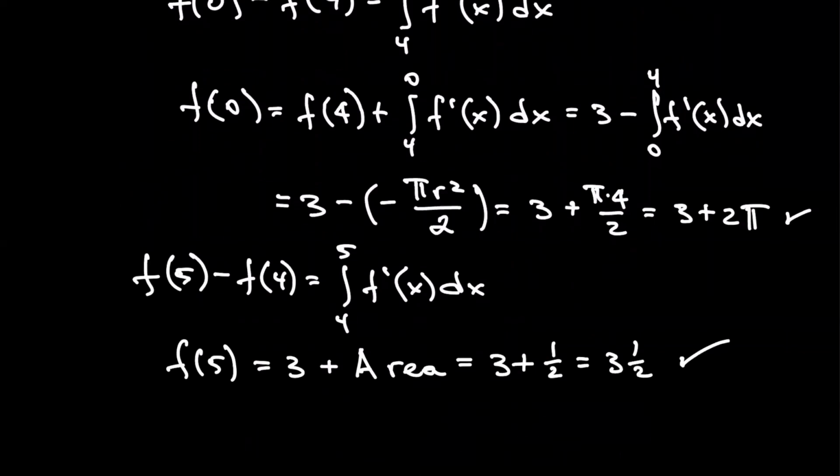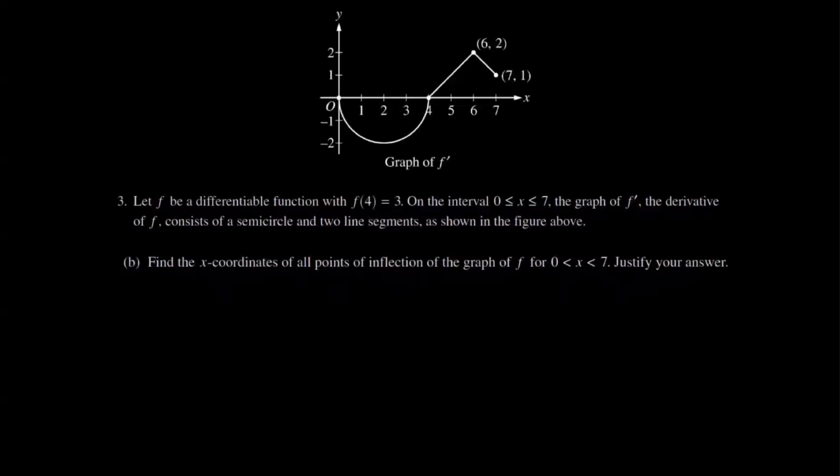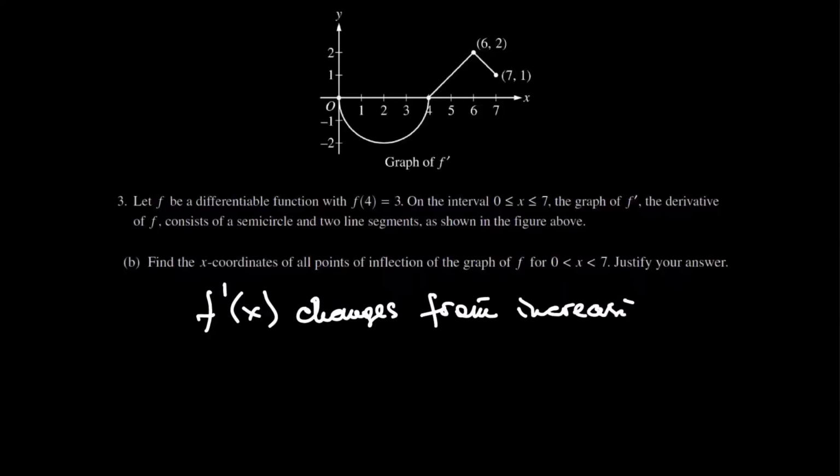Let's move on to part B. In this question, we need to find the x coordinates of all the points of inflection of the graph of f for the interval from 0 to 7. And the points of inflection are such points where f prime of x changes from increasing to decreasing, or vice versa.